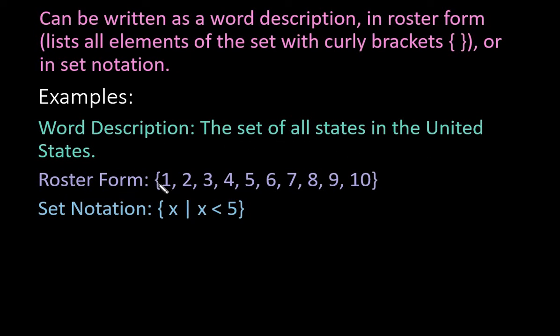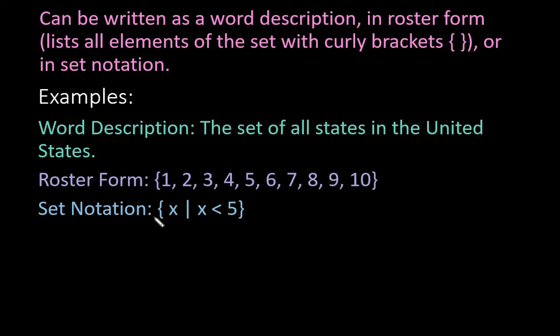For roster form, it's taking the brackets that we have here with the curly brackets and listing out any number. So for this one, I have the numbers 1 through 10. So if I wanted to write a word description of this roster form, the word description for this would be the natural numbers from 1 to 10, or counting numbers from 1 to 10, or whole numbers from 1 to 10. All of those would be examples of a word description of this one.